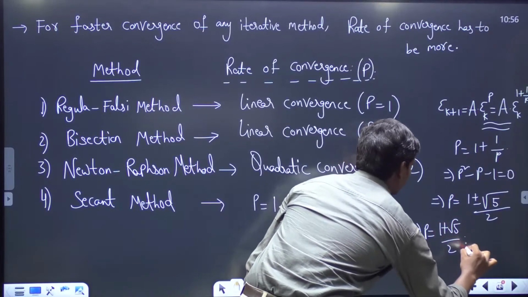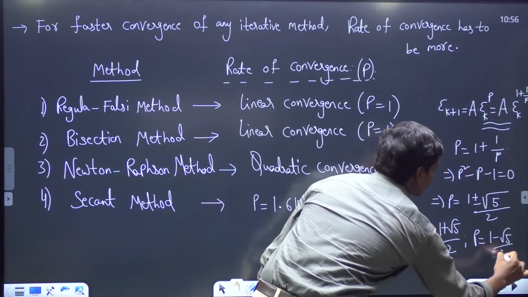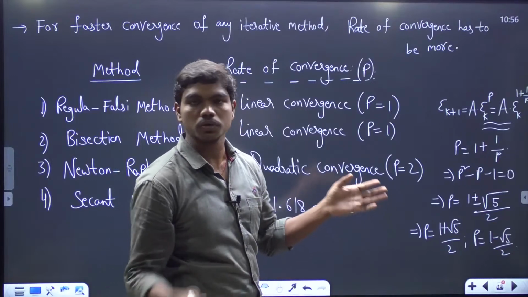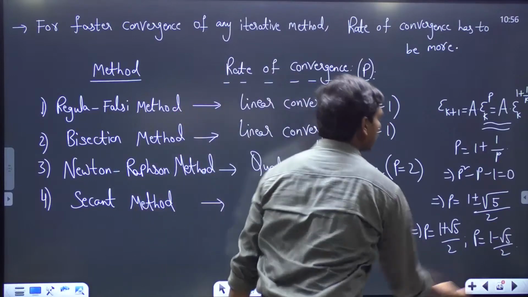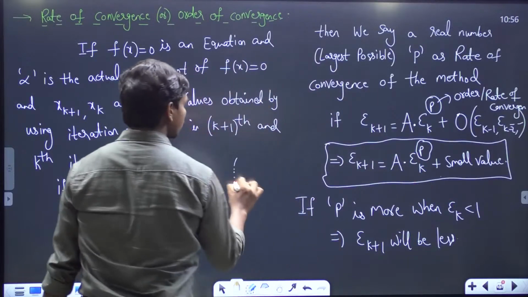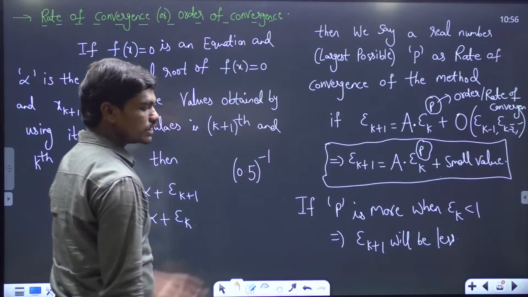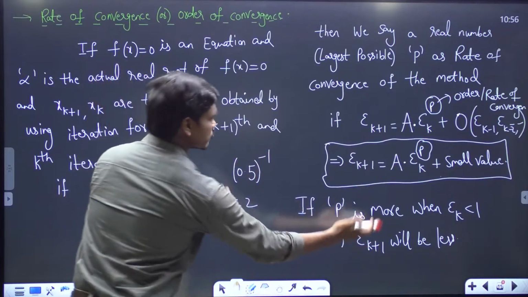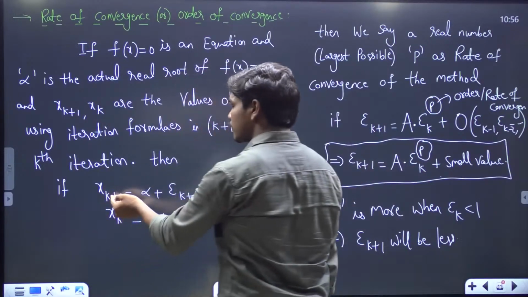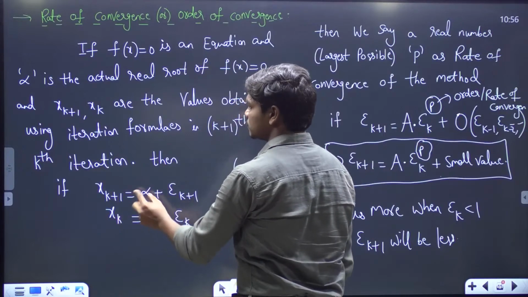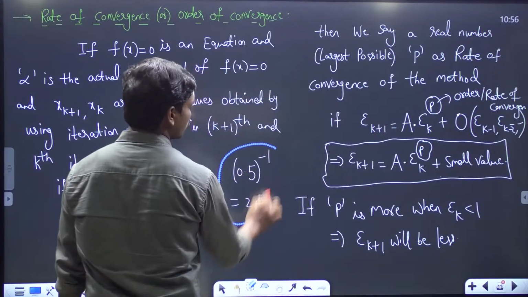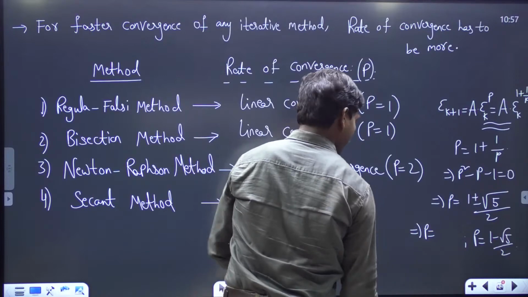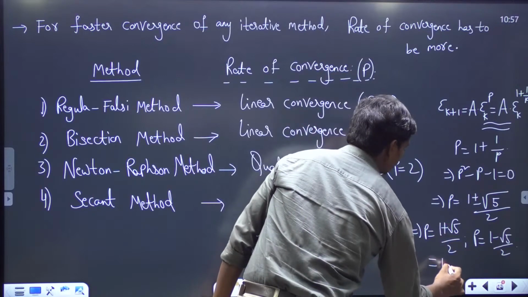If you take the positive value and the negative value, the rate of convergence can't be negative. If the rate of convergence is negative, then what happens? The error increases as it goes on, meaning the solution doesn't converge to a single point. For example, 0.5 whole power minus 1: if I have minus 1 as a rate of convergence, then this value is 2. So E(k+1) will actually increase compared to E(k), which means x(k+1) is farther away from alpha compared to x(k), which means the solution is diverging. So we can't have negative values of P, and when you simplify this expression, this value is nothing but 1.618.